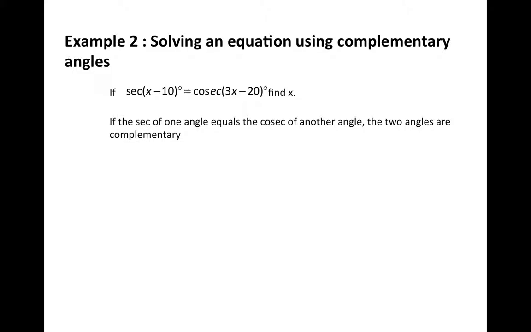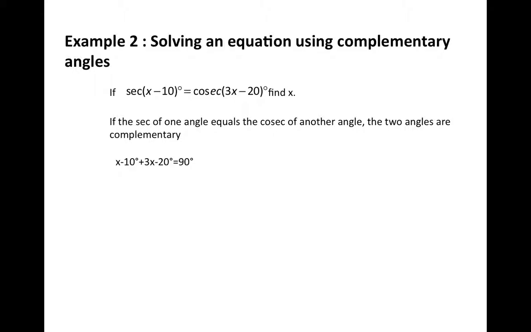That's what it means if sec and cosec are the same, the angles add to 90 degrees. So if those two angles add to 90 degrees because they're complementary, we can just take those two angles, add them up, and they must equal 90 degrees. So we've taken the first angle, x minus 10, we've added the second angle, 3x minus 20, and we're saying that equals 90 degrees. So now we've just got an algebraic statement. We can solve that quite simply.